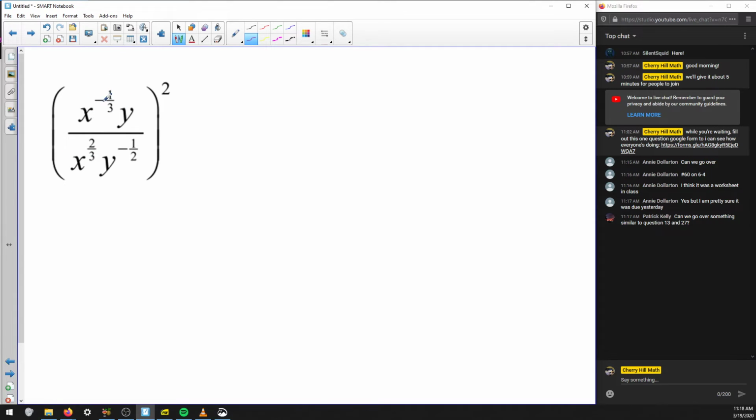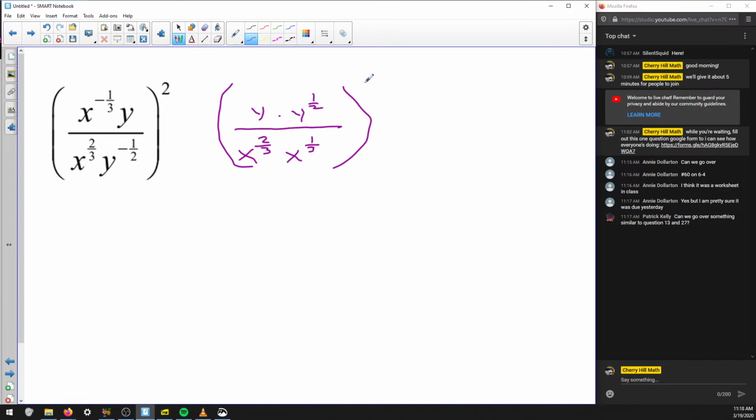The negative 1/3 will move to the bottom, so the x to the 2/3 is staying right where it is, okay? And then the x to the 1/3, or negative 1/3, is going to move down there, right? But when we do that, it will be positive, okay? And then I'm going to do the same thing with the negative 1/2. This negative 1/2 will move up, so that original y will be there, and then the negative 1/2 will move up and become positive 1/2, okay?